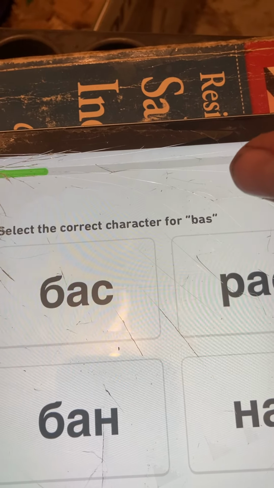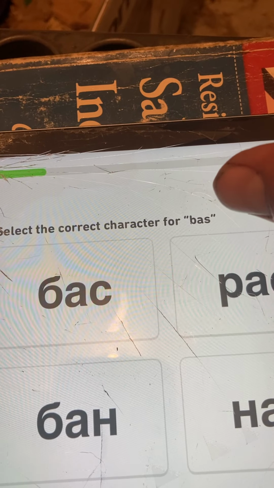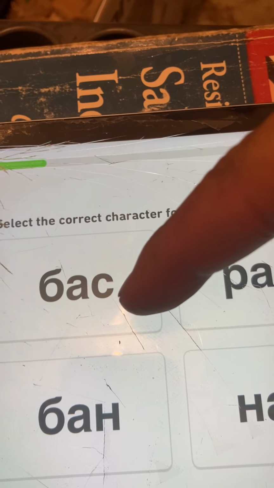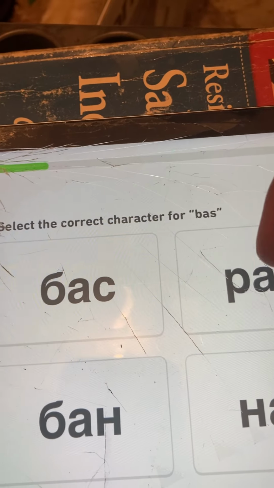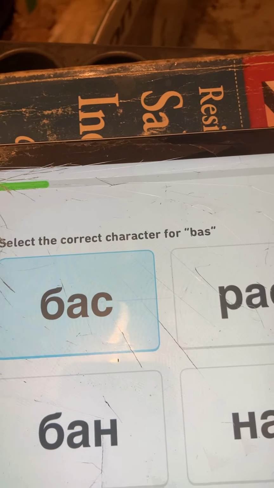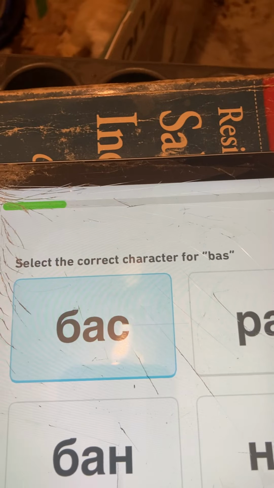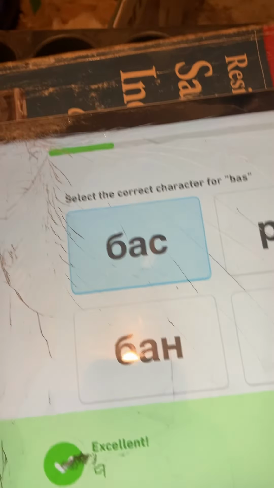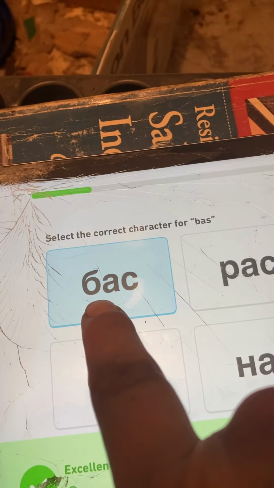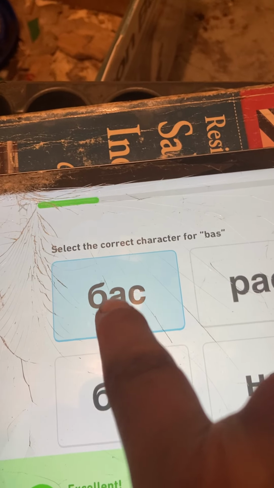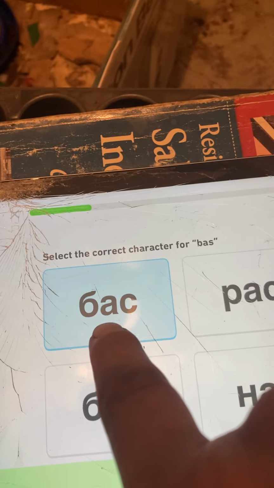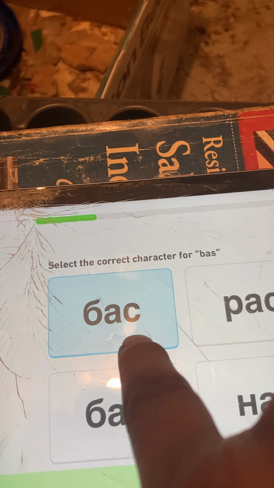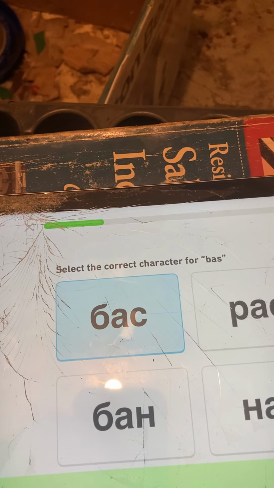Select the correct character for boss. I remember the one that looks like a number 6 that has just a little difference on the top is the B. I think it's this one. Boss. Because the C sounds like an S in English. Excellent. The number 6, it's not really a total number 6, but it's so similar to it, is a B in Russian. The A is an A, and this straight C sounds like an S.